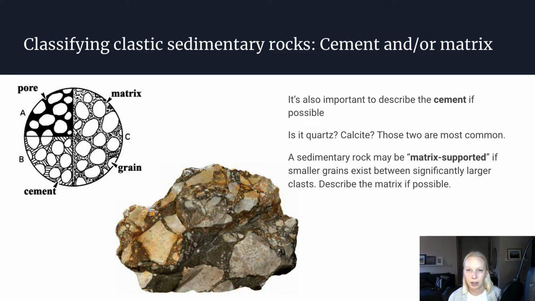A sedimentary rock can also be what we call matrix supported. So I mentioned this before. If you have a clastic sedimentary rock that has very large clasts surrounded by smaller clasts, the smaller clasts are considered what we call the matrix. And it's really important to be able to describe the matrix if you can, if the particles are large enough for you to describe and determine the composition of.